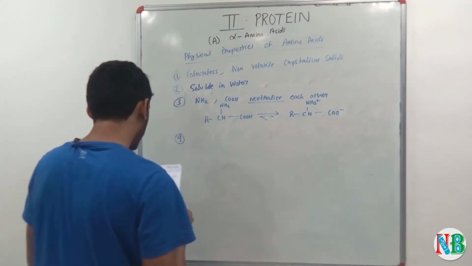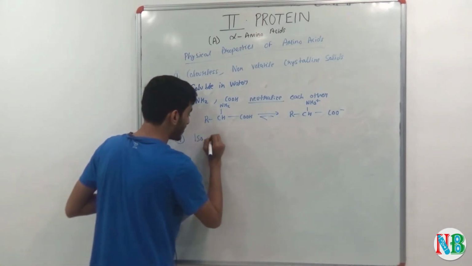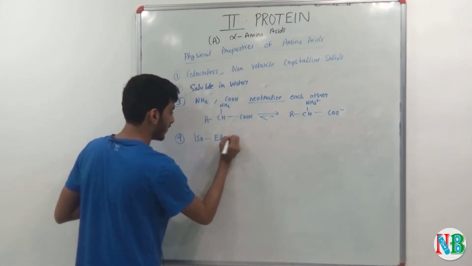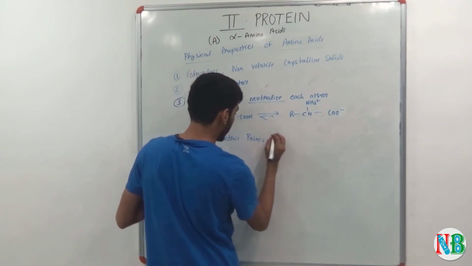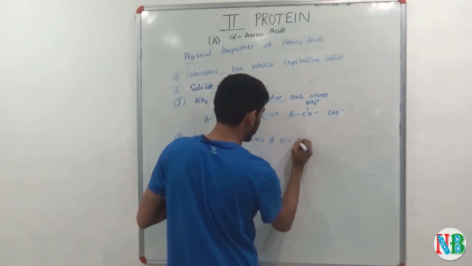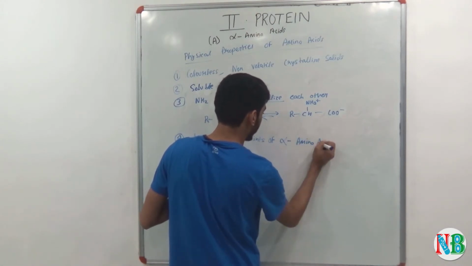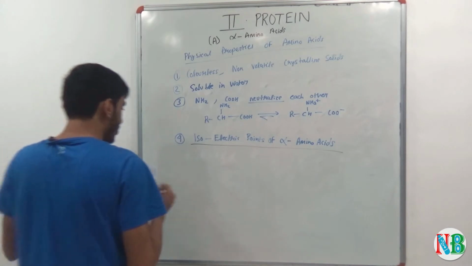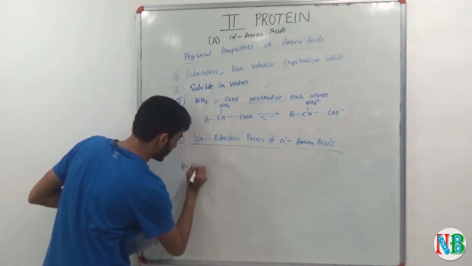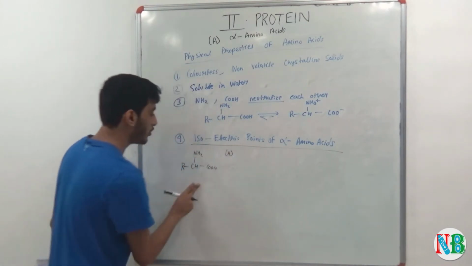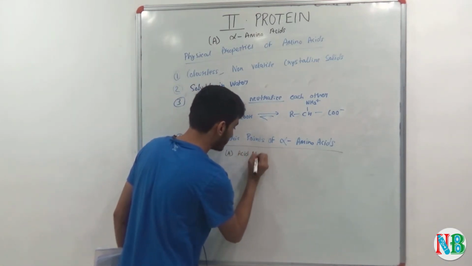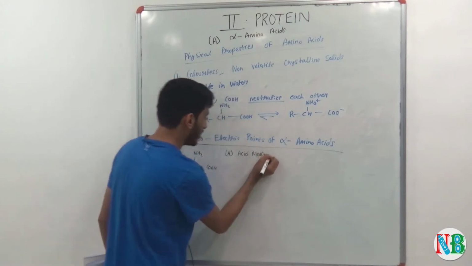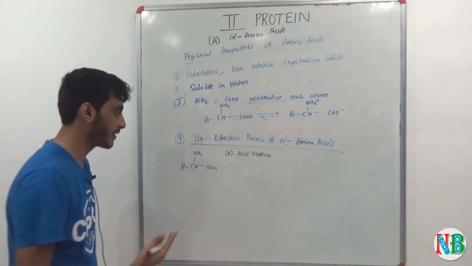Fourth point, the isoelectric points of alpha amino acids. So suppose your amino acid is this. The case one is, suppose you put this alpha amino acid in acidic medium. So the medium is acidic.